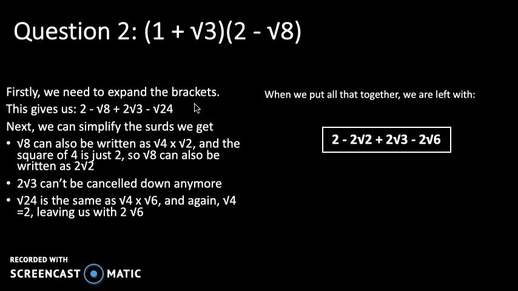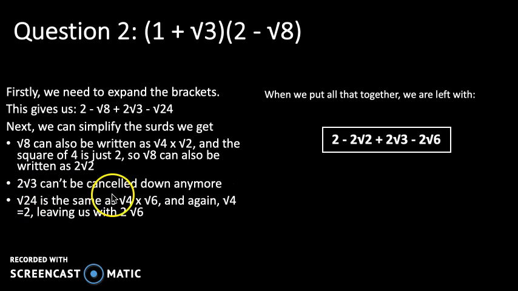Next, we want to simplify the surds that we've just gotten over here. So we're going to find ways to do this. 2 can't be simplified down anymore because it is just an integer. Although we can simplify the square root of 8, as it can be written as the square root of 4 times the square root of 2. And we can also cancel down the square root of 4 even more to be just 2. So we can write the square root of 8 as 2 times the square root of 2. 2 times the square root of 3 can't be simplified down anymore, so we're just going to leave that as it is.